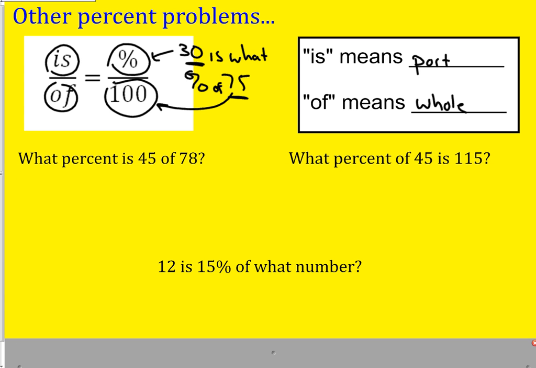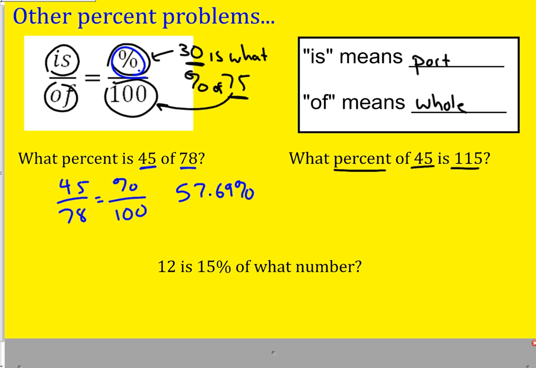So what percent is 45 of 78? So now take a look. You've got 45 out of 78. You're trying to find a percentage. So you've got 45 over 78 is equal to percentage over 100. So now you got to remember your equal fractions rules. So what you want to do is take 45 divided by 78 times 100. And when you do that, that's going to be about 57.69%. So 45 is about 58% of 78.